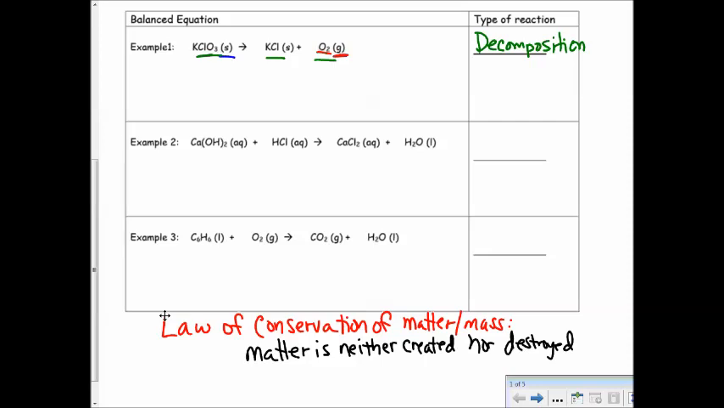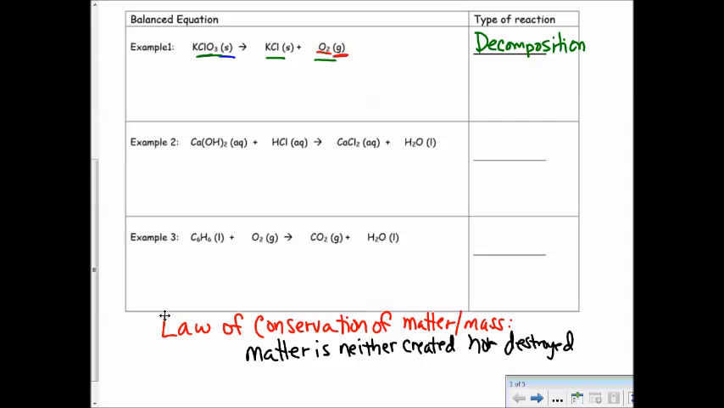The mass or the number of atoms you start out with, if you're going to have 5 atoms of carbon, then you must end with 5 atoms of carbon. It has to be the same amount. So we must follow the law of conservation of matter. It's neither created nor destroyed. It just is altered and changed in a chemical reaction.